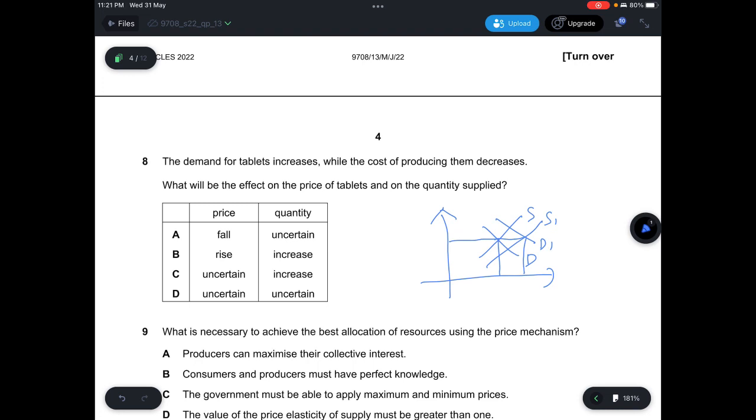So indeed, the quantity supplied has increased. So it has to be either B or C, and definitely not A or D because it's certain. But the price is uncertain because the price could be the same, it could increase or decrease, so the answer is C.